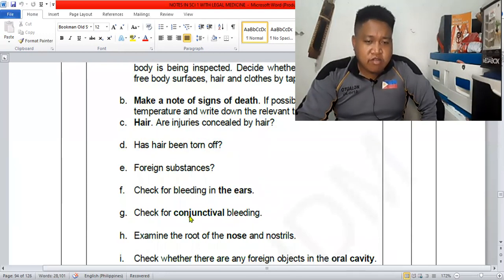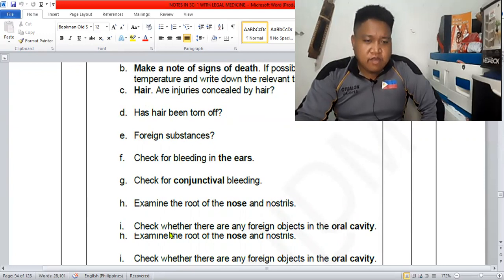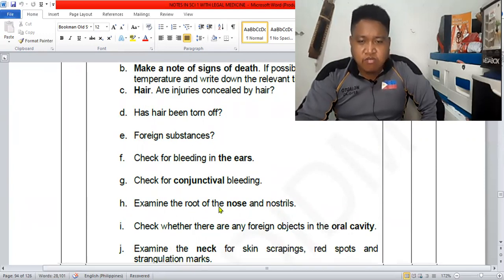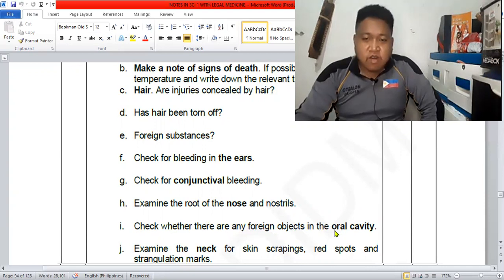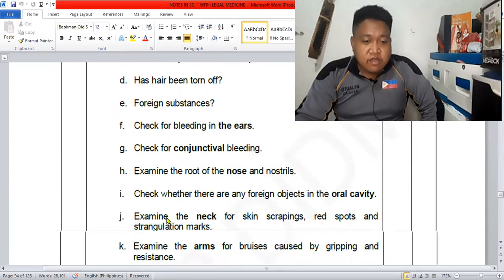Then check the conjunctival bleeding. Examine the root of the nose and nostrils. Check whether there are any foreign objects in the oral cavity. Baka meron palang sa loob ng bunganga, meron kang makuhang evidence. Then examine the neck for skin scrapings, red spots, and strangulation marks.